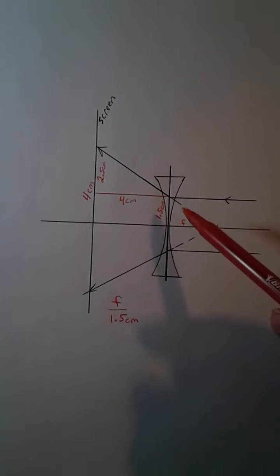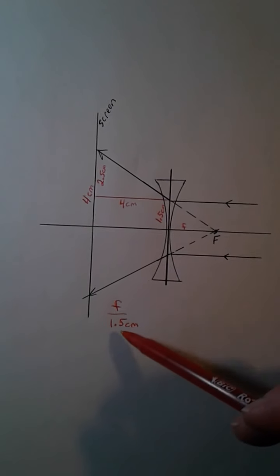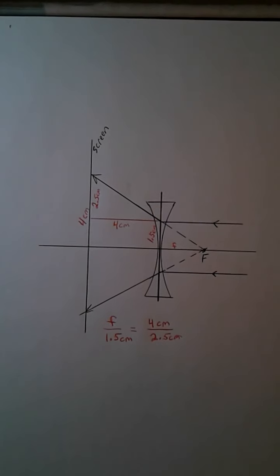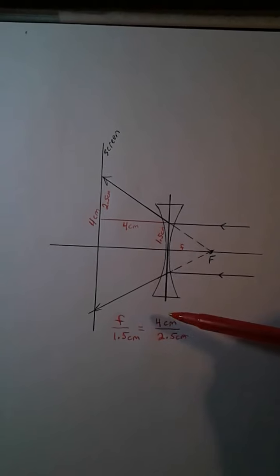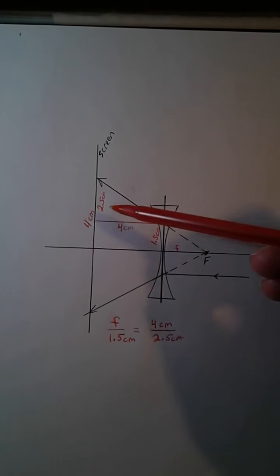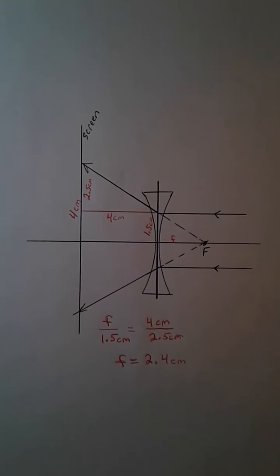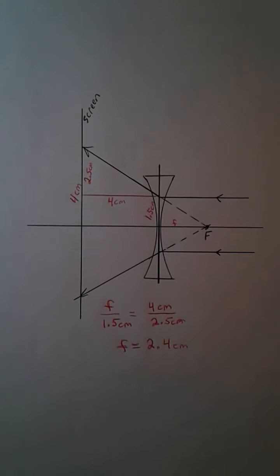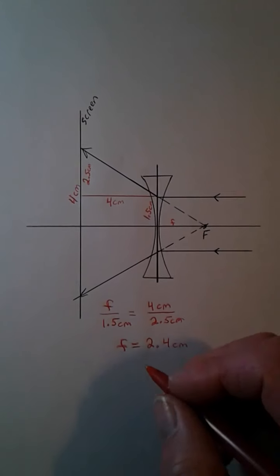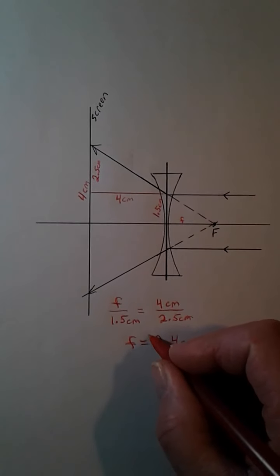We can say that F over 1.5 is equal to 4 over 2.5. We get a focal length of 2.4 centimeters, but because it's virtual, we have to make sure that it's negative.